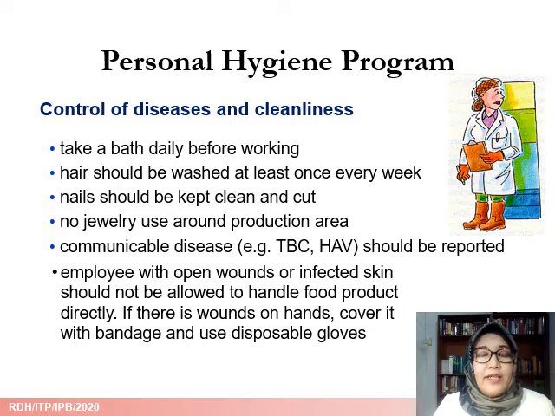The following are several activities concerning control of diseases and cleanliness in personal hygiene program in food industry. For example, taking a bath daily before working. Hair should be washed at least once every week. Nails should be kept clean and cut. No jewelry around production area. Communicable diseases such as TB and hepatitis viruses should be reported. An employee with open wounds or infected skin should not be allowed to handle food product directly. If there is a wound on hands, cover it with bandage and use disposable gloves.